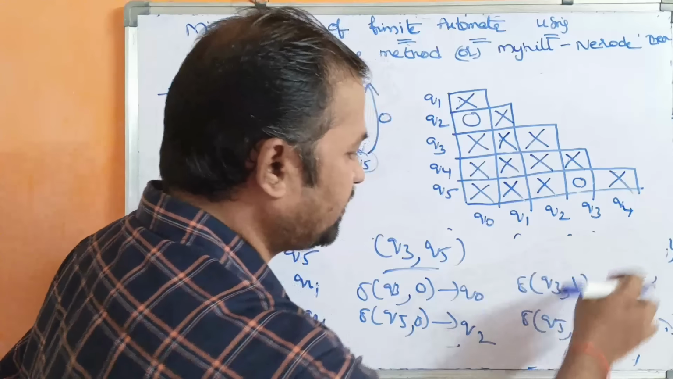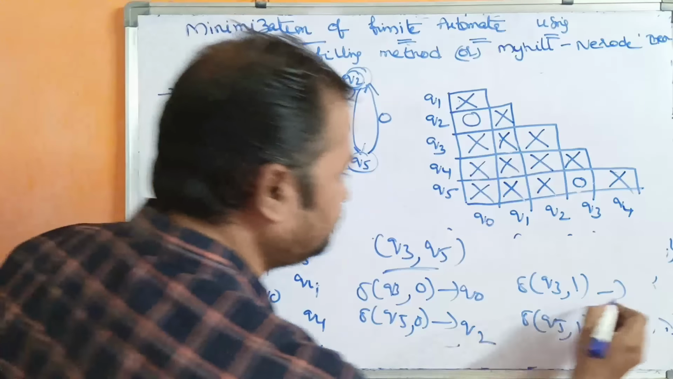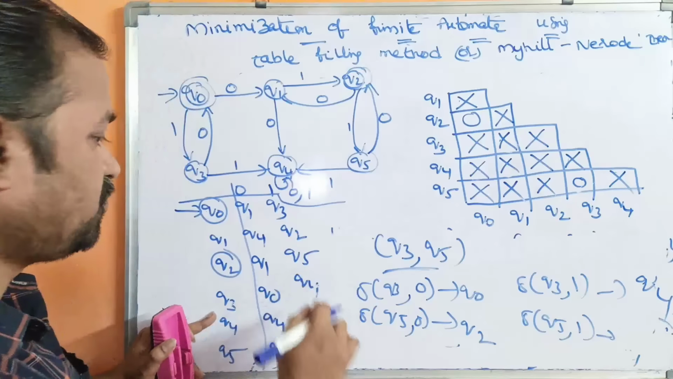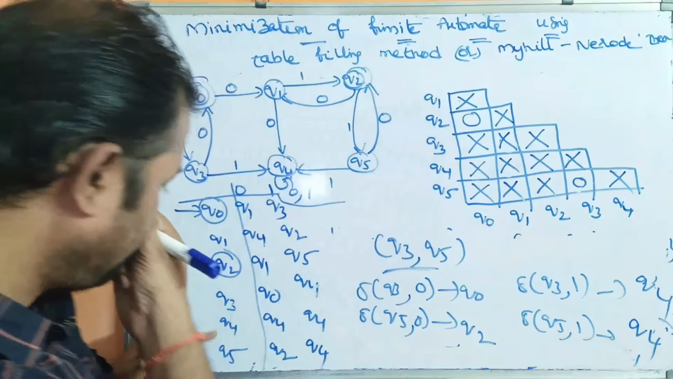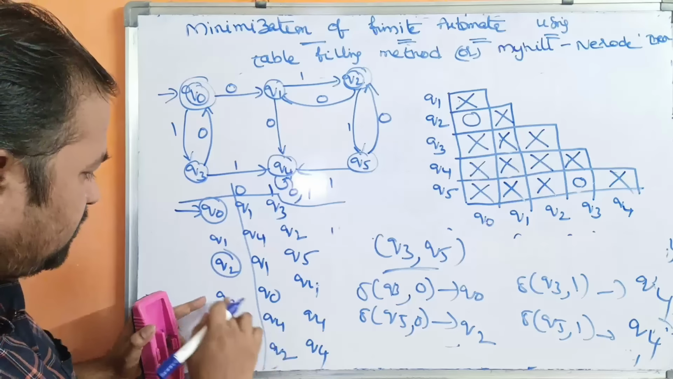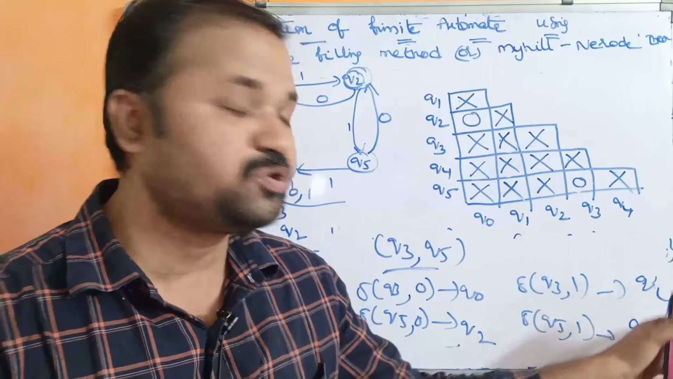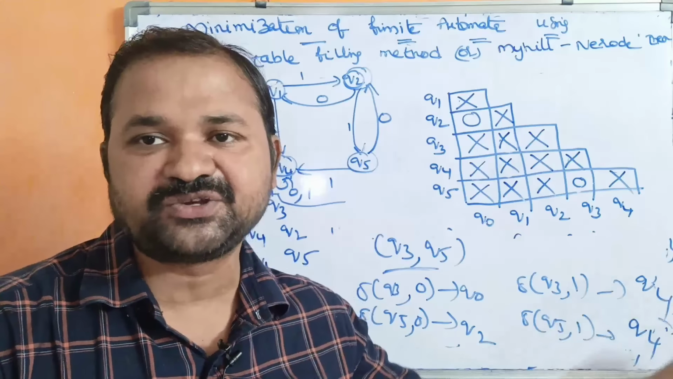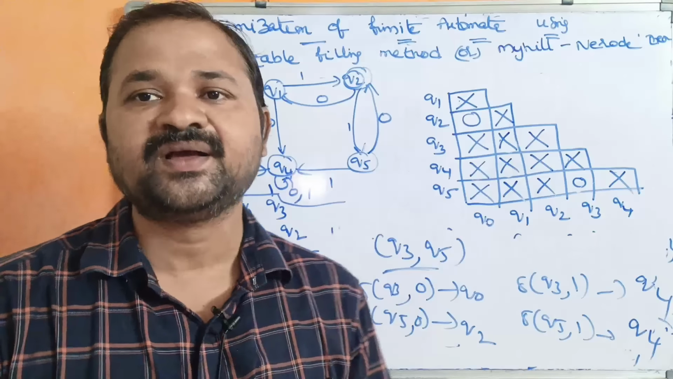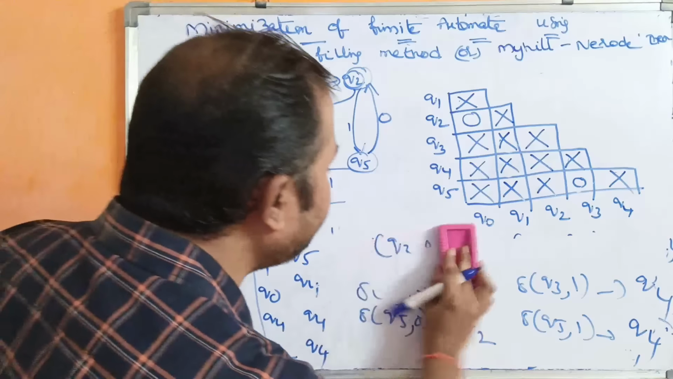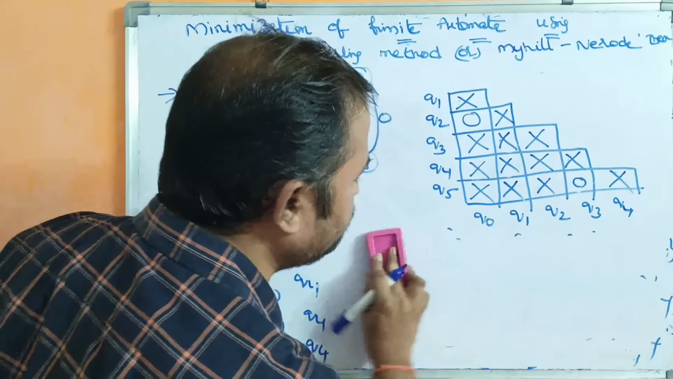Next, Q3 on 1 means Q4. Q5 on 1 means Q4. We don't have the box Q4, Q4. So with this we can conclude that these two pairs are not marked. So now we can merge those two pairs into one state each.